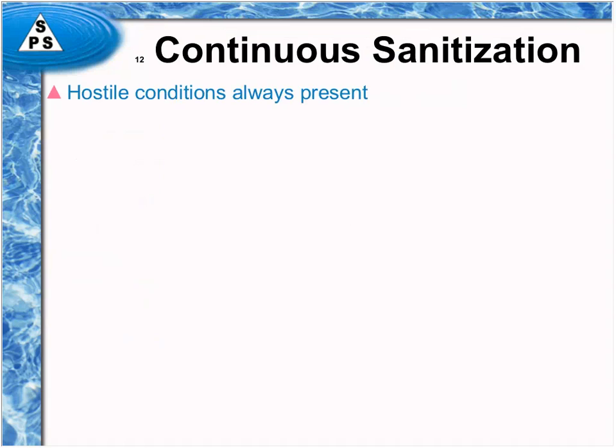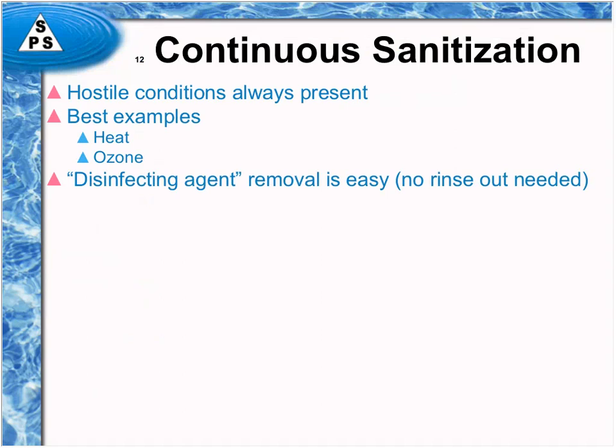So now, continuous sanitization, getting back to that, it means hostile conditions are always present. The best examples are heat and ozone. These two disinfecting agents, if you want to call them that, have very easy removal. If it's heated, all you do is cool it. If you want to use water that's suitable for your needs, you just cool it, and maybe you have a use point heat exchanger to cool it.